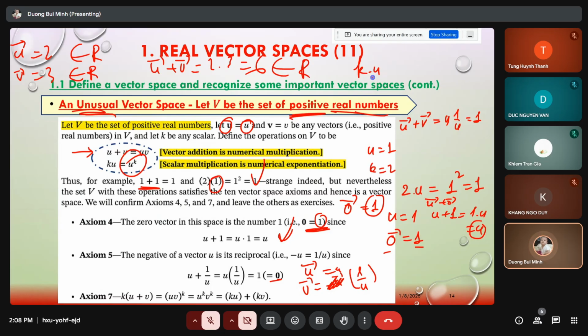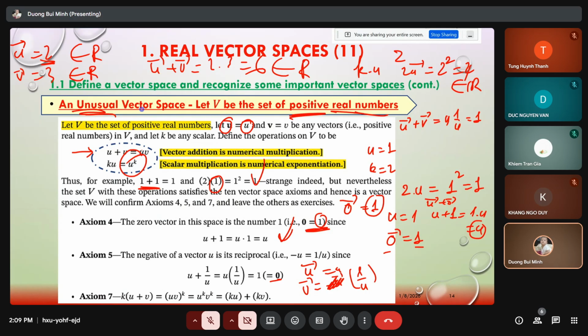And then we have k times u. Maybe k is some value, say k is 2. So we have 2 times u, which is u to the power of k. u is 2, so 2 to the power of 2 is 4, which belongs to the real number set. So we have a vector space that contains all positive real numbers. Is it clear? But I mean this is an unusual vector space.